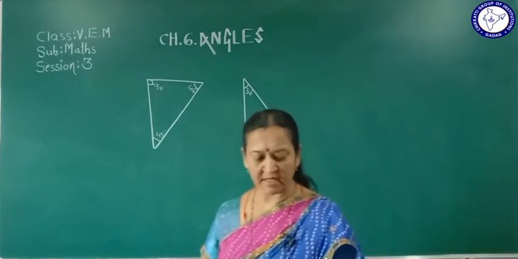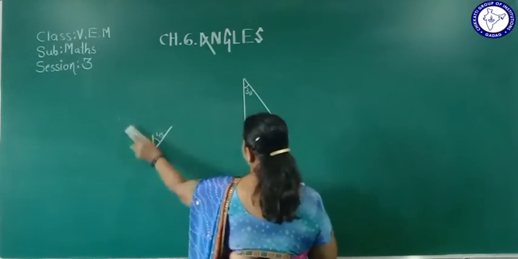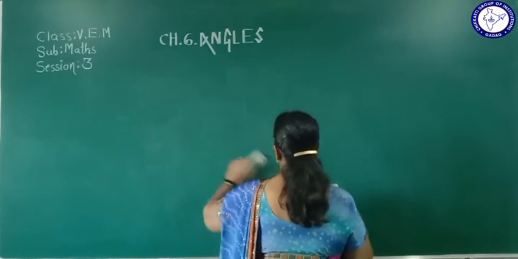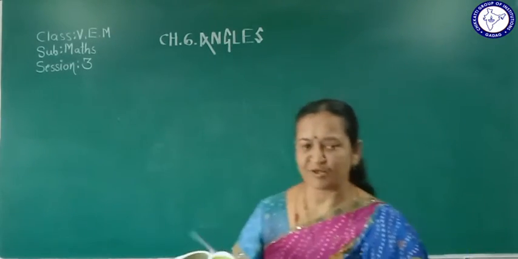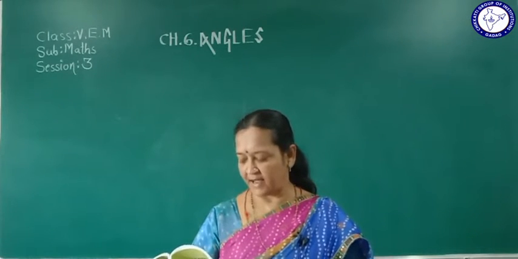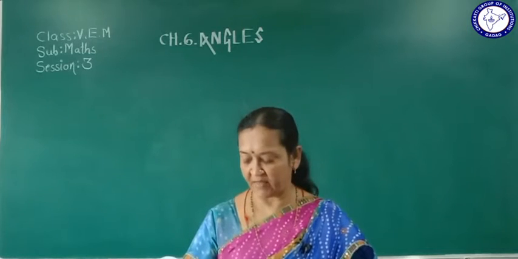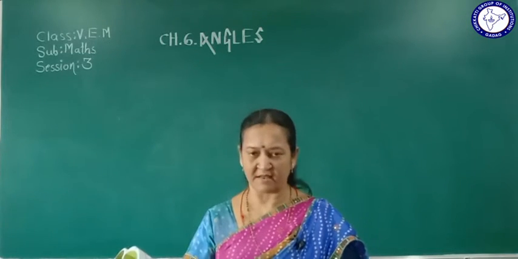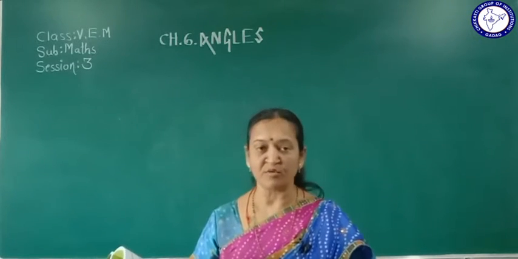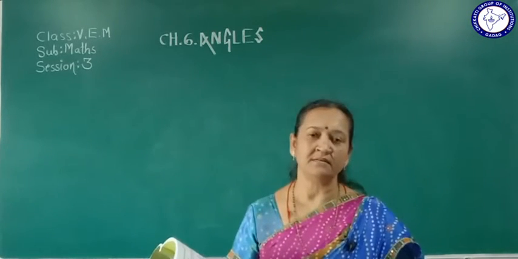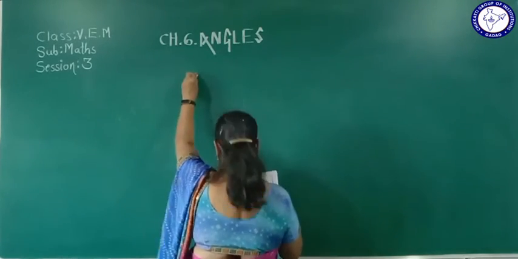Now let us go to exercise 6.2. Here in 6.2, first question. Mark the right angles, acute angles and obtuse angles with different colors in the following figures. Now here some figures are given. Here we will do two examples. So you will learn how to find the different types of angles. Okay. Now one kite is given.